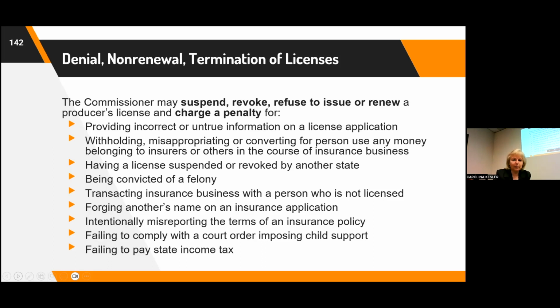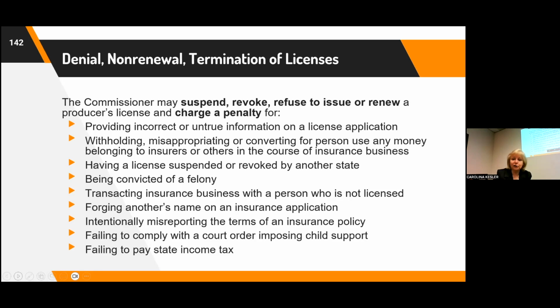Transacting insurance business with a person who is not licensed, you don't ever do that. Forging another person's name, don't do that, especially on these electronic applications, right? You make sure you transfer that screen to your client and let them, if you're doing it on Zoom, sign their own name, put in their own initials or the last four of their social, whatever is required. You do not do that for them. They can take your license for that.